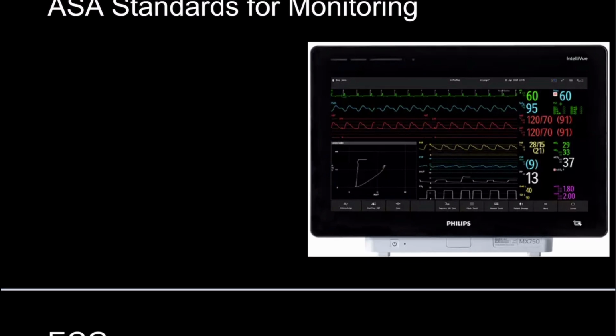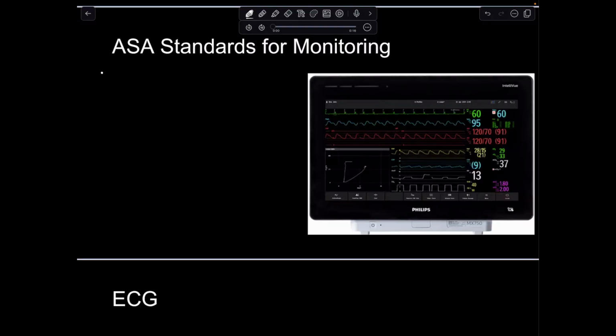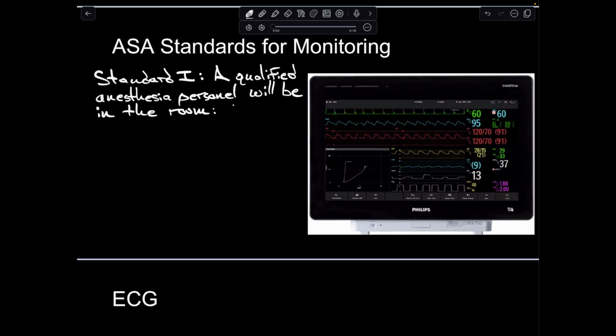So, in the first standard that the ASA has for monitoring, they say that a qualified anesthesia personnel shall be present in the room throughout the conduct of all general anesthetics, regional anesthetics, and monitored anesthetic care. And then the second standard for anesthesia monitoring encompasses 4 different areas.